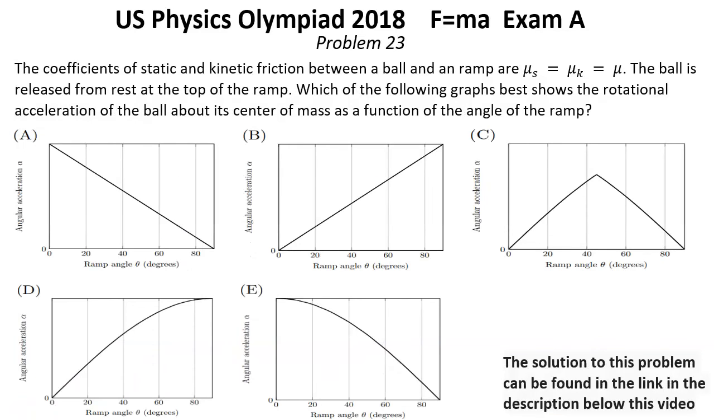Problem number 23. The coefficients of static and kinetic friction between a ball and a ramp are mu s equal mu k equal mu. The ball is released from rest at the top of the ramp. Which of the following graphs best shows the rotational acceleration of the ball about its center of mass as a function of the angle of the ramp?